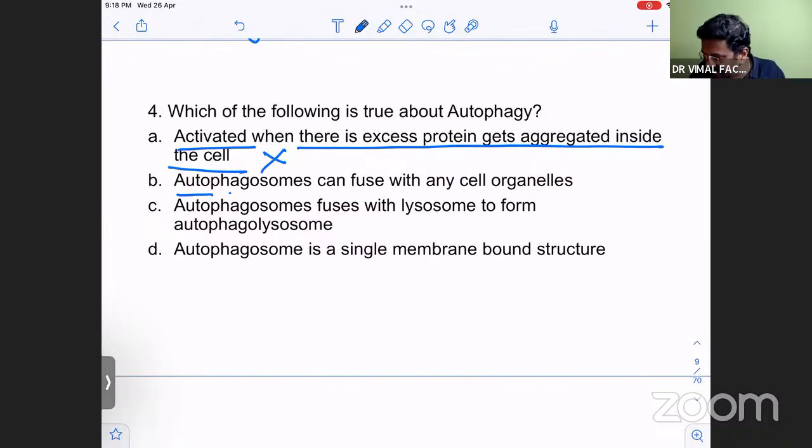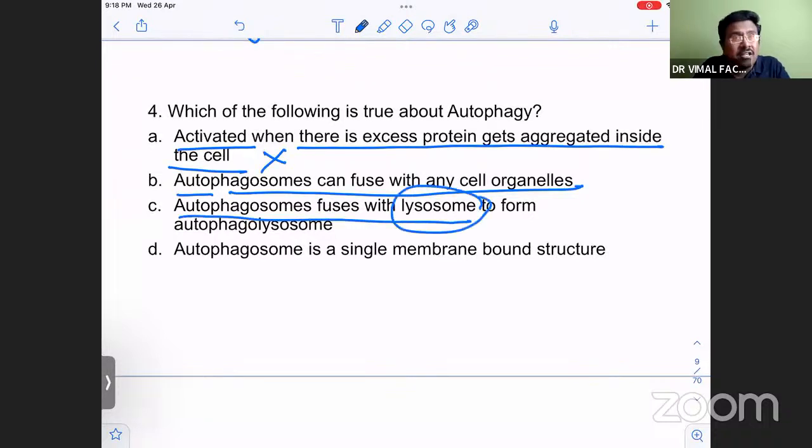Autophagosomes can fuse with any cell organelles. No, it cannot fuse with any cell organelles. Autophagosomes can fuse with the lysosomes, which contain the suicidal enzymes, proteases. So the autophagosome fuses with the lysosome, and this results in the formation of the autophagolysosome. So this is the correct option. Autophagosome is a double membrane bound structure.